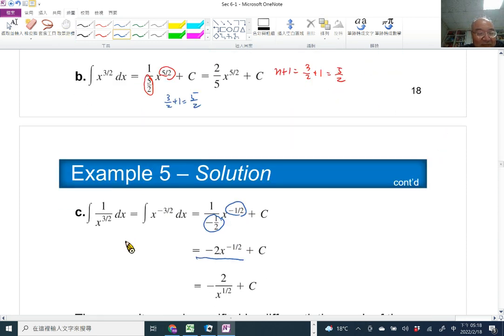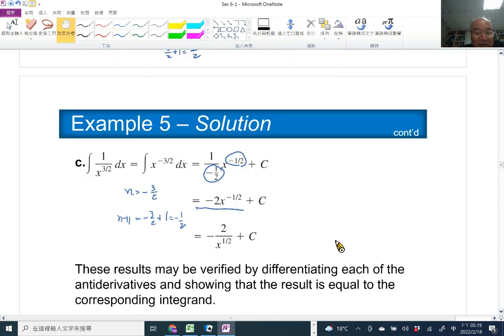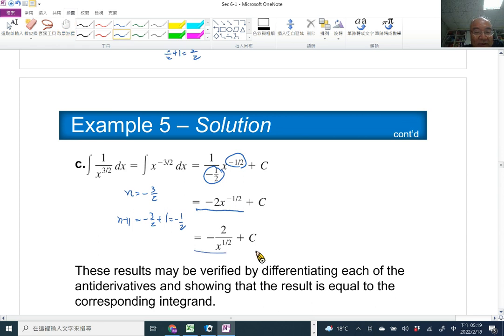Okay, so first we rewrite, and the denominator power becomes negative. So n is equal to negative 3/2. Okay, and n plus 1 becomes negative 3/2 plus 1, which is equal to negative 1/2. So we have 1 over negative 1/2 times x to the power negative 1/2 plus constant c. And flipping, we have negative 2. So the solution for this antiderivative is negative 2 over x to the power 1/2 plus a constant c.